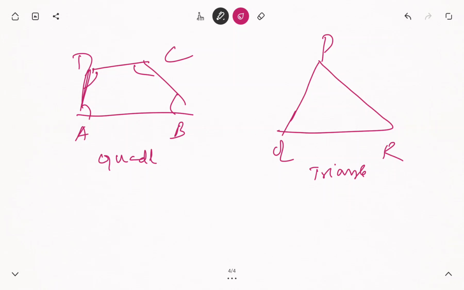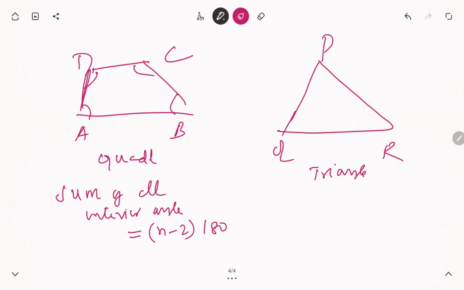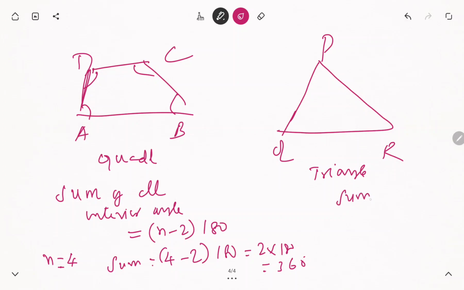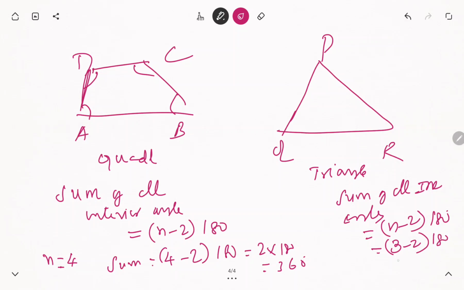So how do we derive this formula for polygons? The sum of all interior angles is n minus 2 into 180. Here the quadrilateral contains how many sides? 4 sides. Then the sum is 4 minus 2 into 180, which is 2 into 180, 360. For the triangle, n is 3, so 3 minus 2 into 180 is equal to 180 degrees. You know that the sum of all interior angles in a triangle is 180. Like this they derived it. The sum of the quadrilateral is 360.